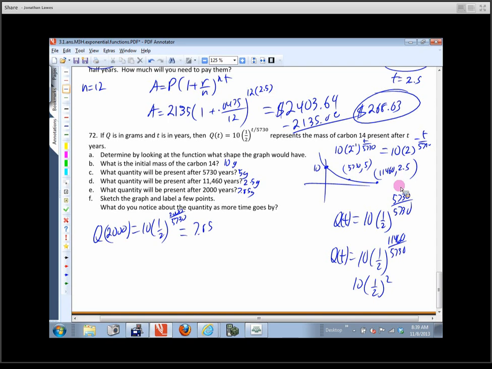And the last question is, what do you notice about the quantity as time goes by? What's happening to the quantity? It's getting smaller and smaller and smaller. Will it ever actually equal zero? No, because this is exponential. It's going to go out there and it's going to level off on an asymptote. It's going to get ridiculously close to zero, but it's never actually going to equal zero.